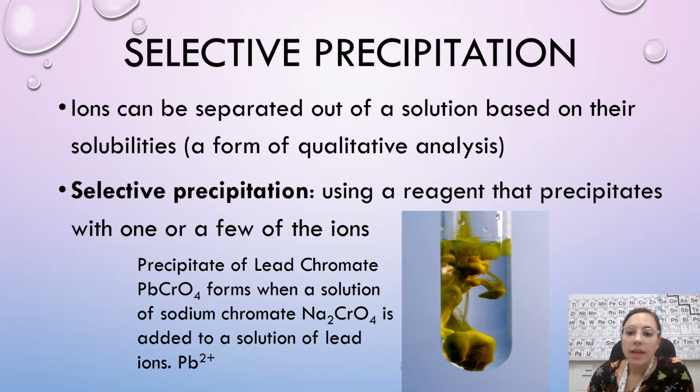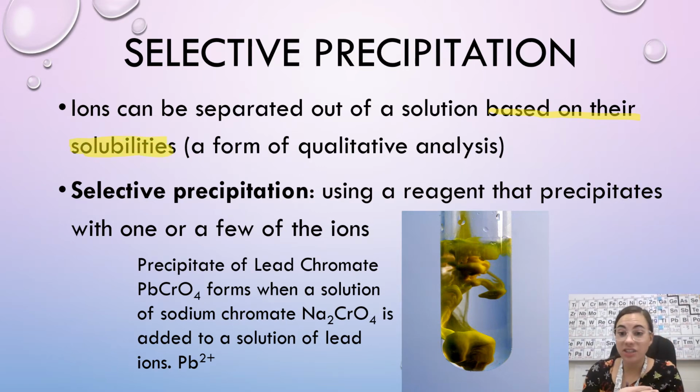Okay, next one we're going to talk about is selective precipitation. And this really is the one that falls easily into this unit because we've been talking about solubility and we've been talking about precipitating out. And in selective precipitation, we use solubilities and precipitation to separate these things out. So ions can be separated out of solution based on their solubilities.